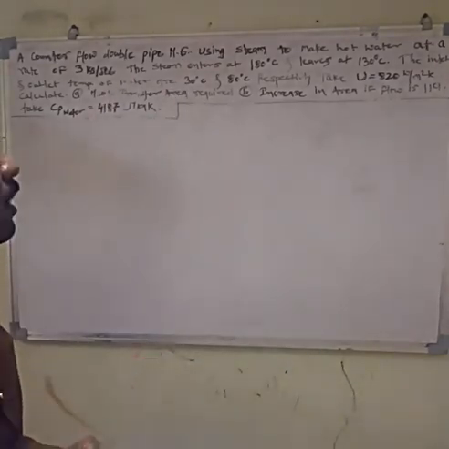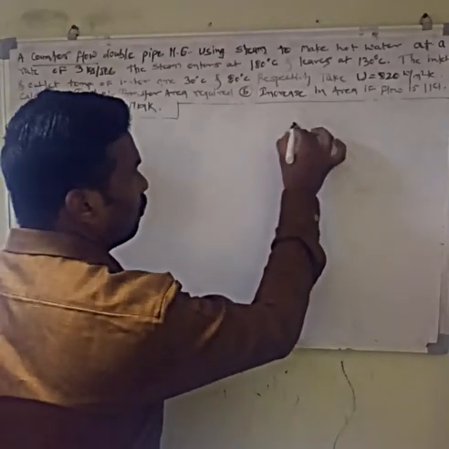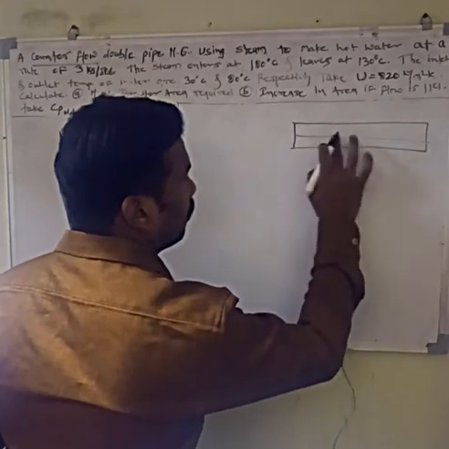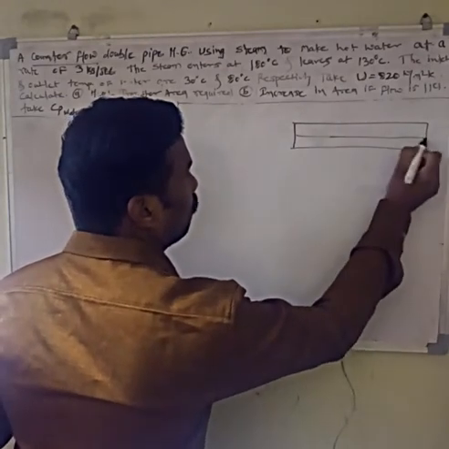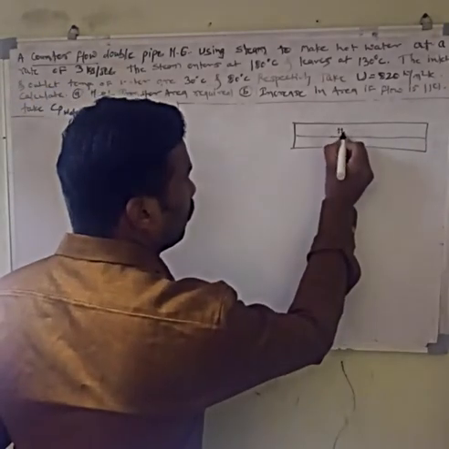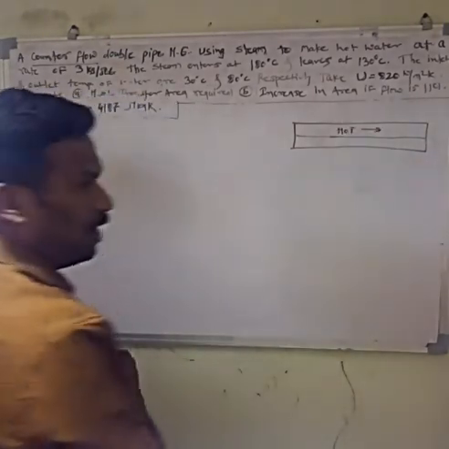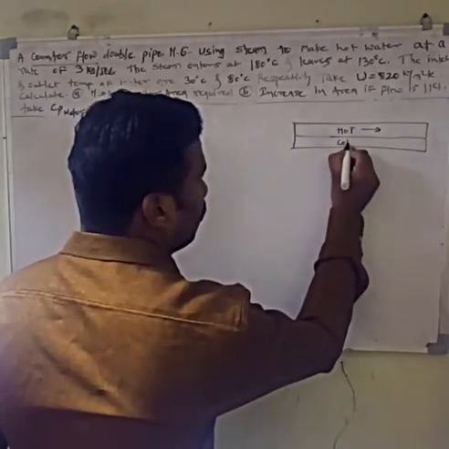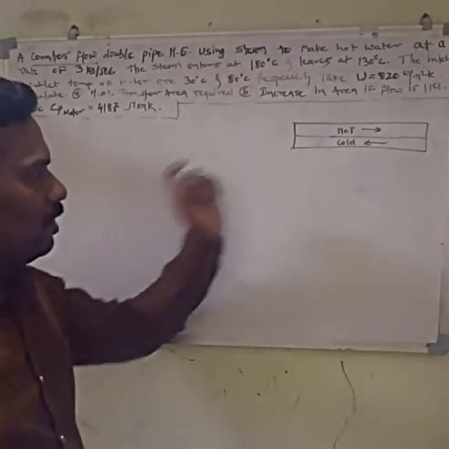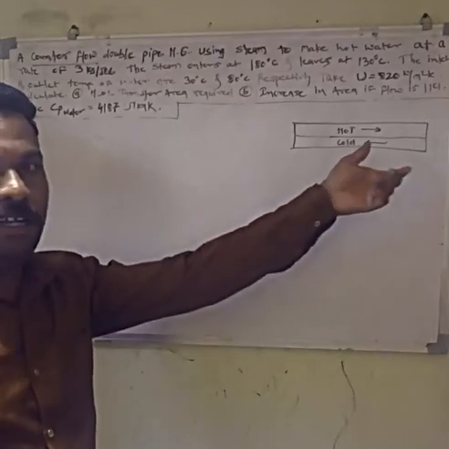Now, as this is a counter flow, double pipe heat exchanger, just draw the two pipes. These are the two pipes and it is counter flow, so hot fluid flows from left to right and cold fluid flows from right to left. Remember, always write hot fluid from left to right and cold from right to left in any problem.